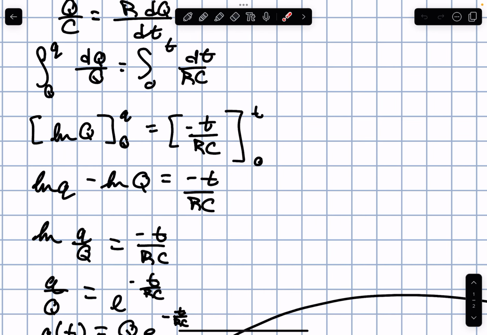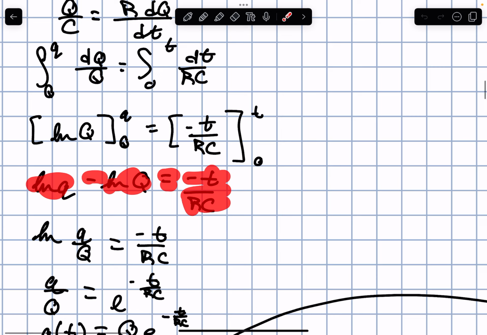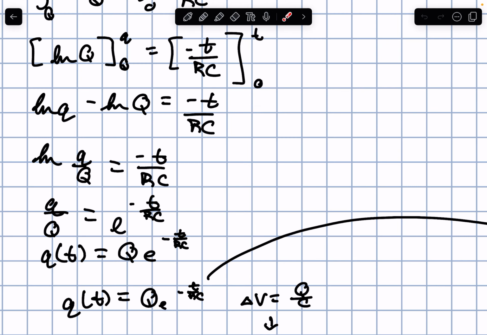This is going to turn it into the natural log of q minus the natural log of uppercase Q equals negative t over RC. We know with natural log, if you subtract them from each other, whatever's the negative is going to go on the bottom of our fraction, so it turns into the natural log of lowercase q over capital Q equals negative t over RC.